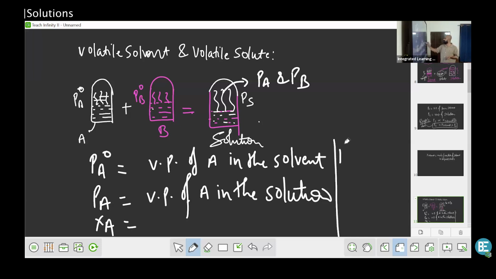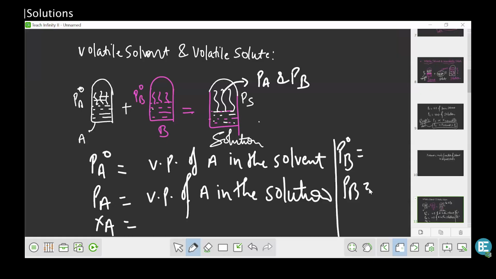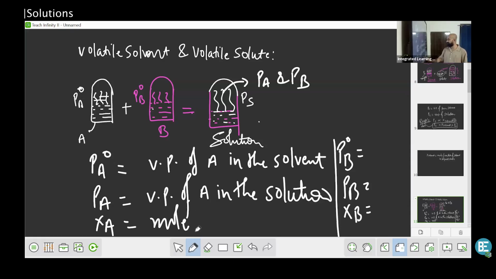Okay. Likewise, what is PB naught? Say everyone with me. What is PB naught? Vapor pressure of B in solvent. What is PB? Vapor pressure of B in solution. What is XB? Mole fraction of B in solution. Write down everything.